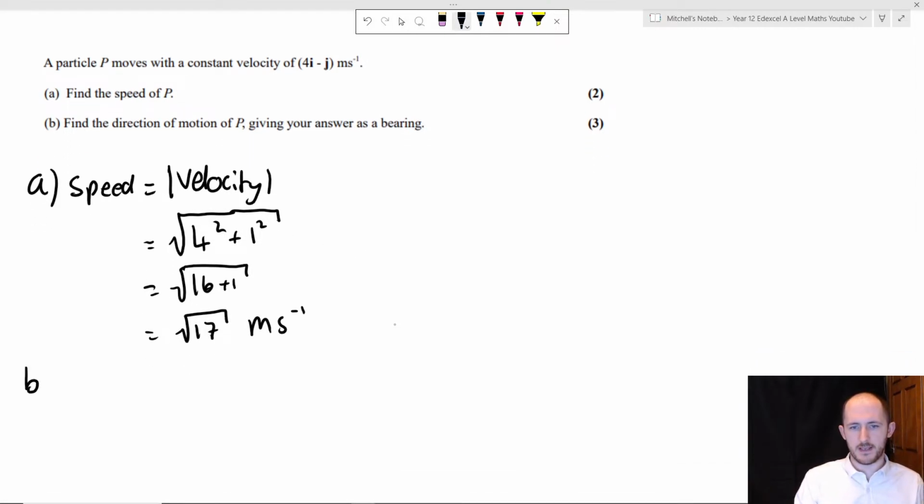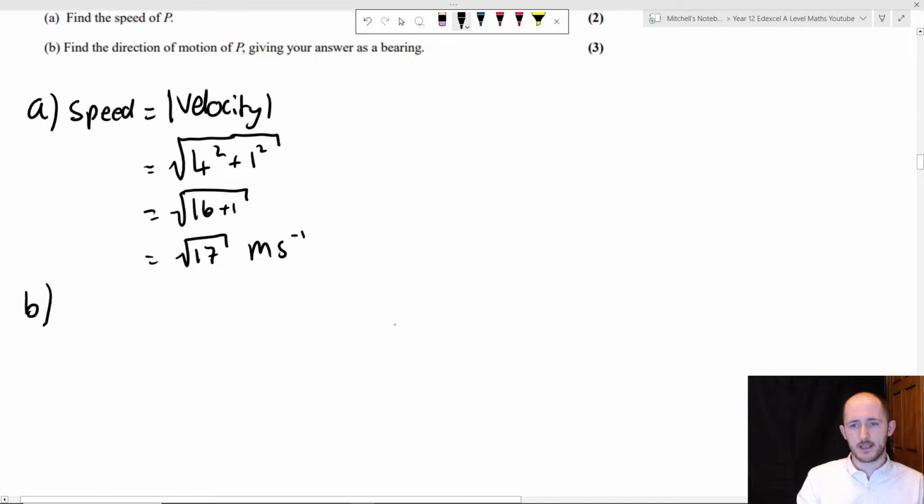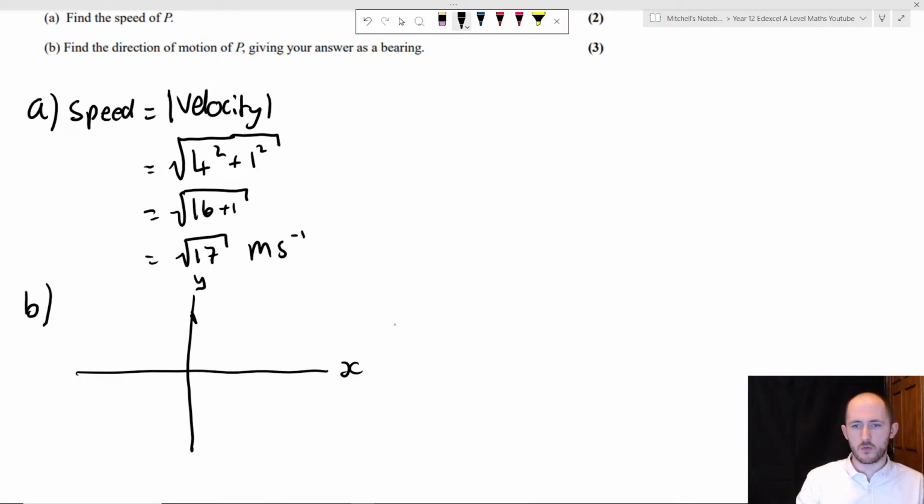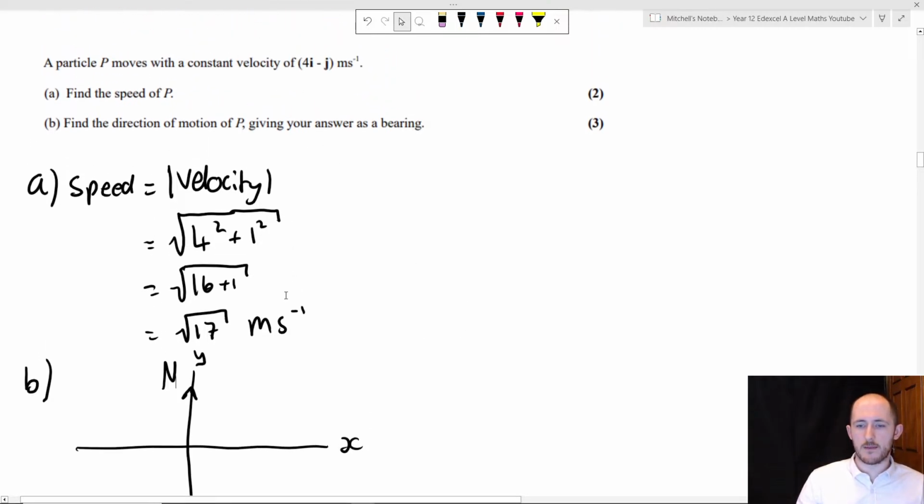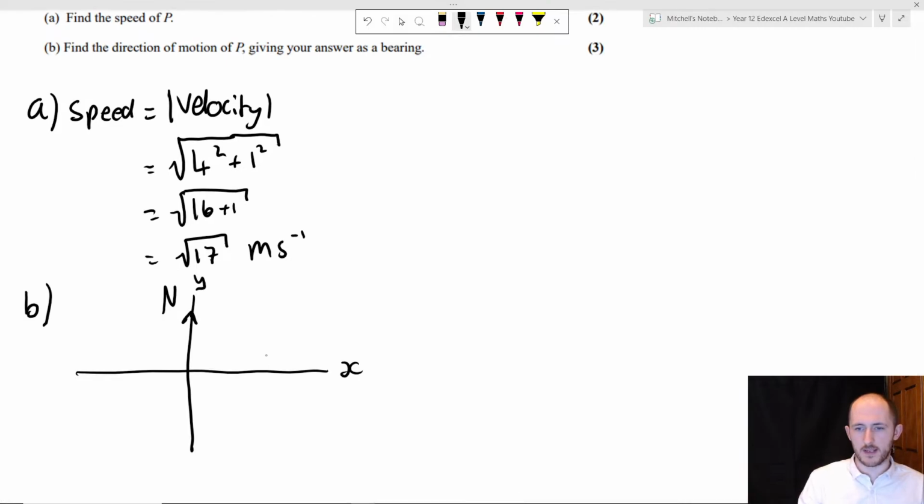And then lastly, part B, it says find the direction of motion of P. And it wants it as a bearing. So when I drew my grid before, when it had the XY axes, that's completely fine. But the y-axis is also the north line, because it's straight up. So we have 4 and minus 1, so it's going to go 4 to the right and 1 down. So it's going to end up somewhere like this for our velocity vector.